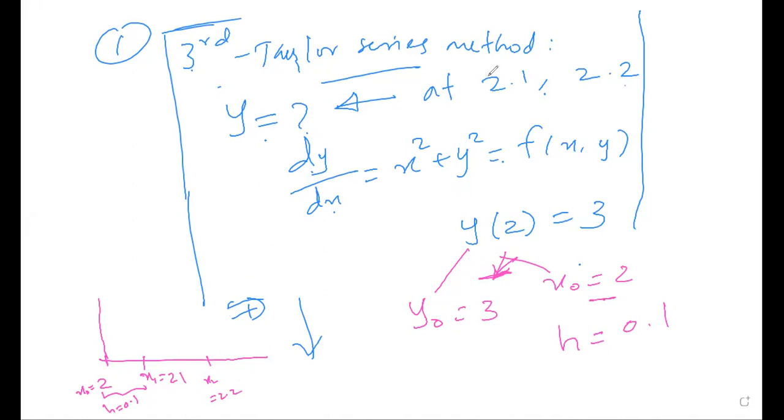So what is the question asking? The value of y of 2.1, given that they have given us y of 2 equal to 3. And what is y of 2.2? This is the question. Now let's use our Taylor series technique. So far this was only the analysis of the question. Now we're going to do our solution, so the solution can begin.